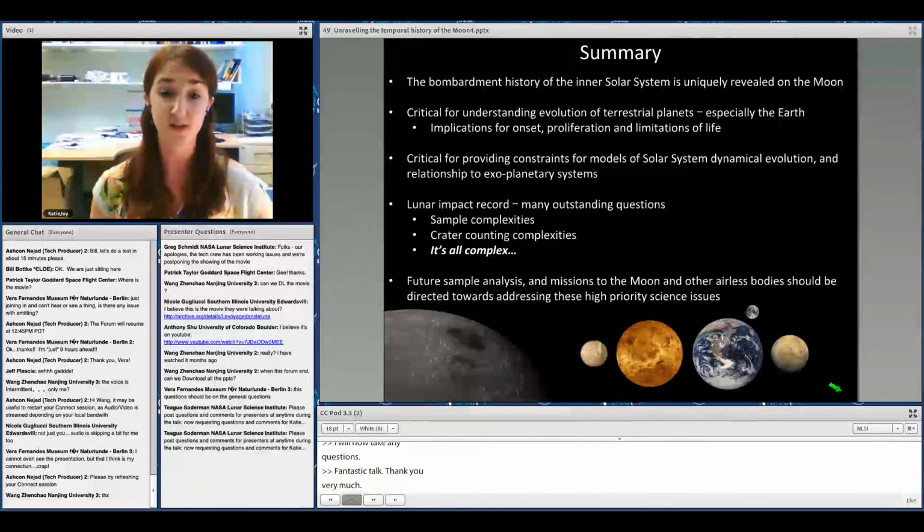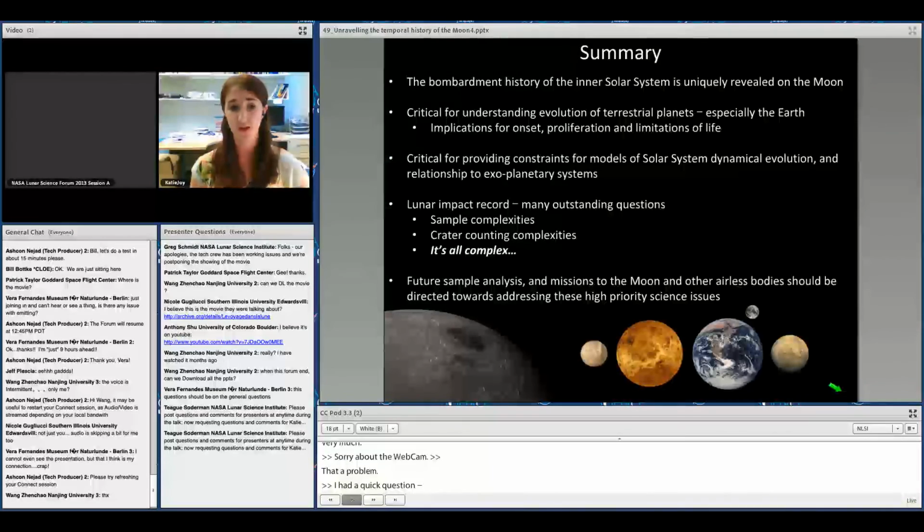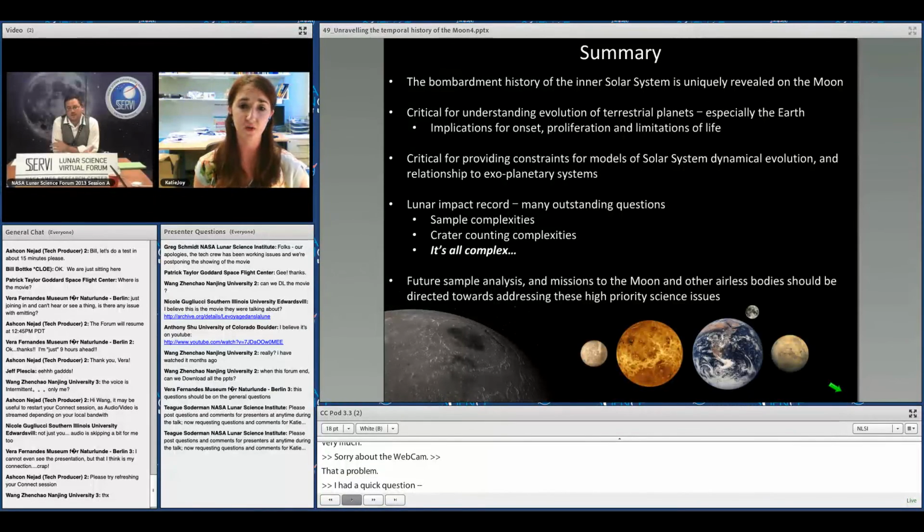So I just had a quick question for you. You mentioned a debate earlier on with Mark Norman and Paul Spudis, and I was curious if you had a wish list of wherever you could go on the moon and pick up a sample to actually answer that debate. What would you pick up, and what would you hope to find?